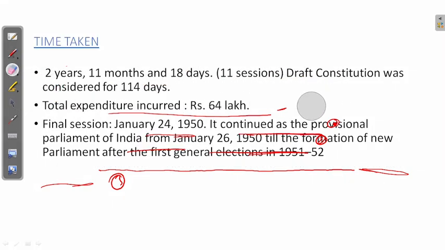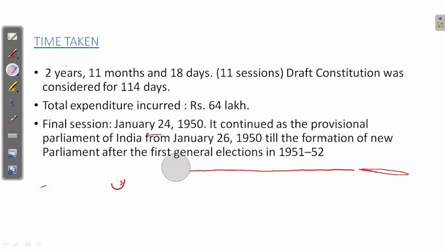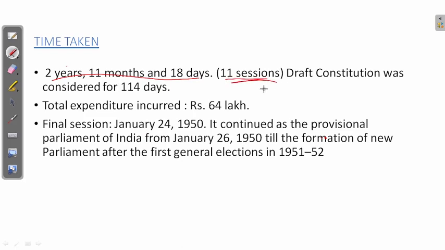Next, we'll see the time taken by the Constituent Assembly. It took 2 years, 11 months, 18 days. In total, 11 sessions were held under the Constituent Assembly. The draft constitution was considered for 114 days. The total expenditure incurred for making the constitution was 64 lakh. The final session was on Jan 24th, 1950.